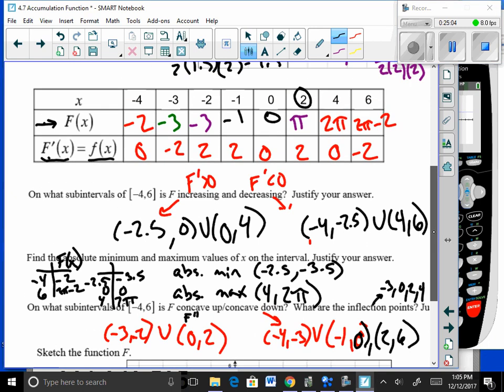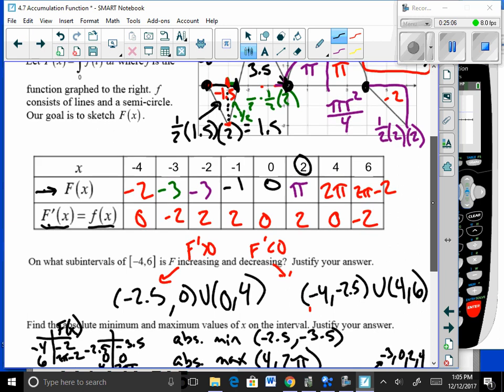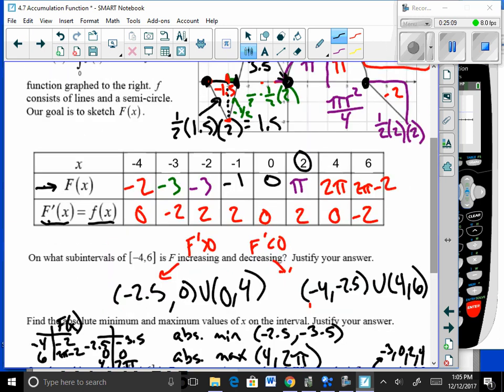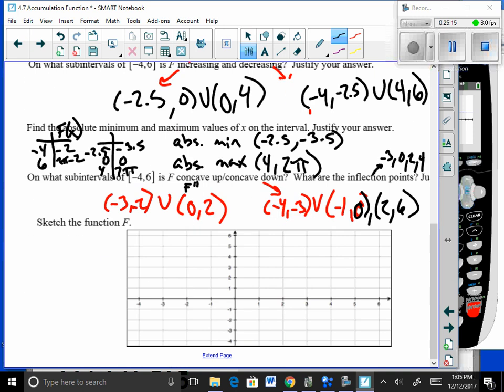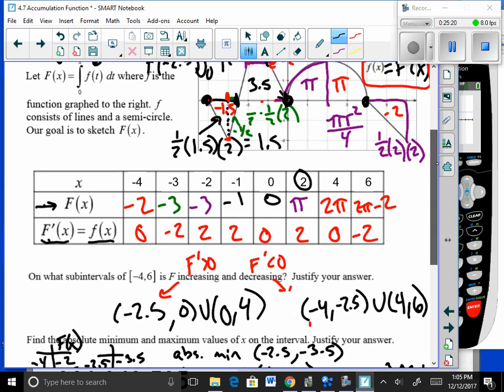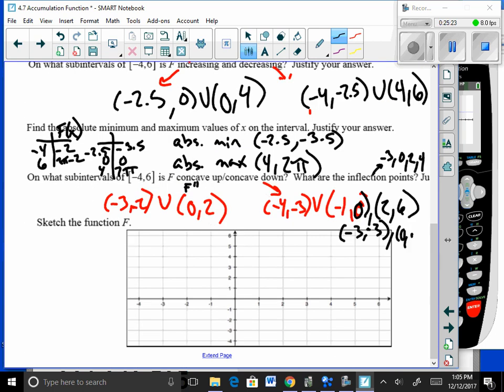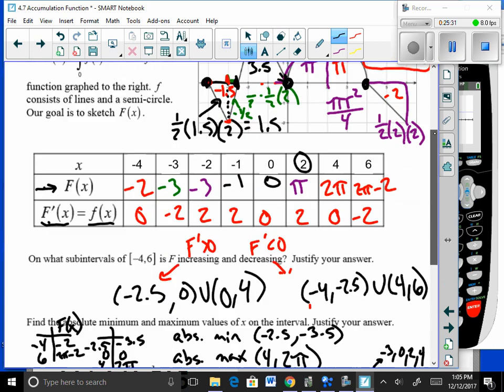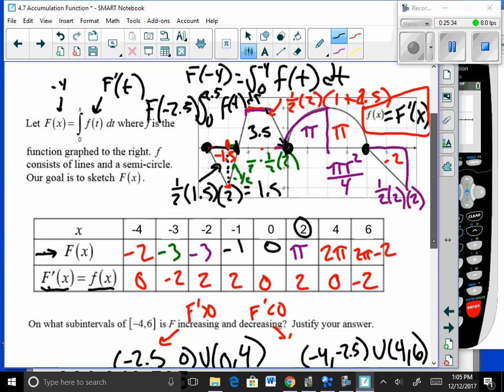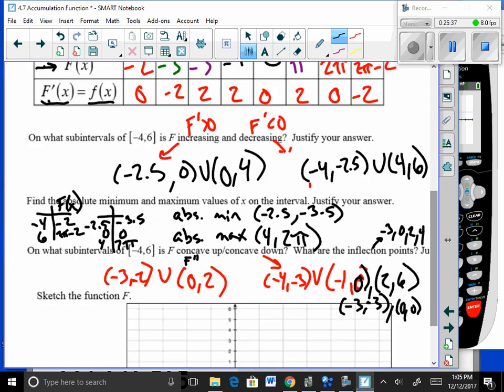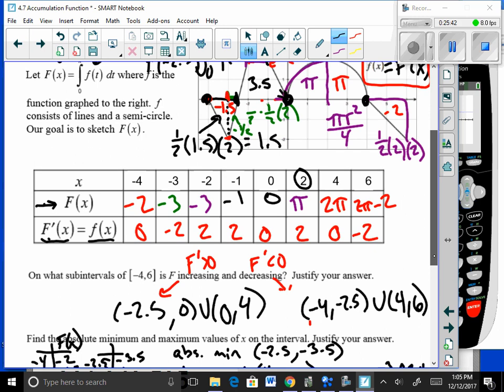But we already have this lovely little table up here that tells us the f values. So I now know at -3, I have an f value of -3. So then we'd have -3, -3, and then at 0, it tells me it's 0. Points of inflection. I'm doing it into f because you want the point on the capital F graph. Okay, and then at 2, it tells me it's pi. And then at 4, it tells me it's 2 pi.